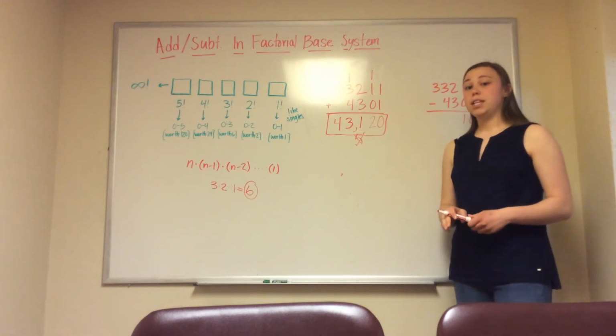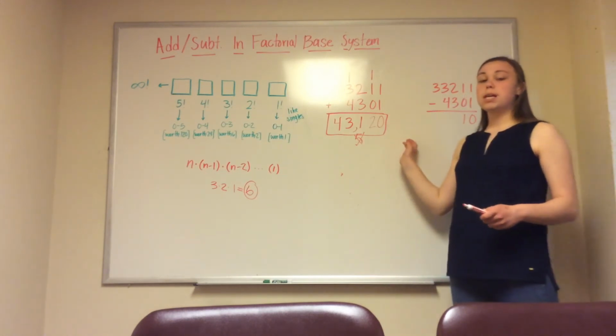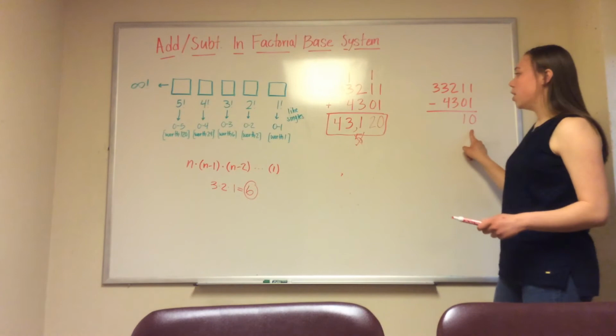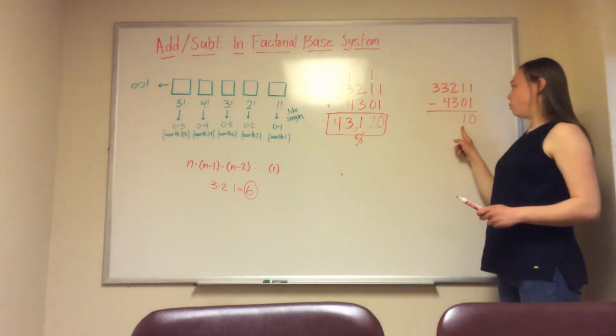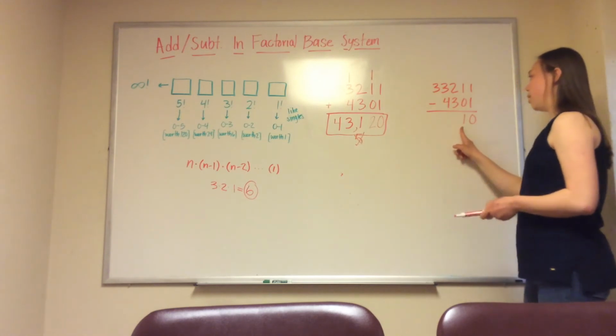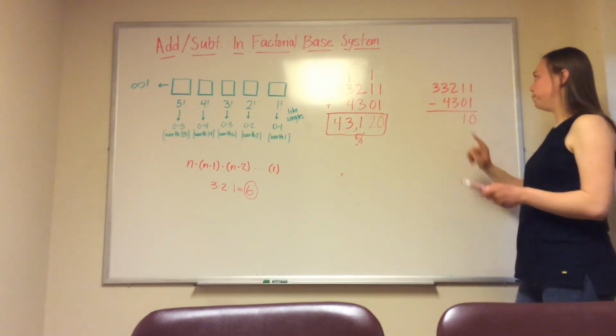And this is a really important thing to do as you go through the steps: make sure that you're seeing, okay, we can only have 0 through 2 in 2 factorial. Is 1 in 0 through 2? Yes, it is. So we know that it'll work in this place value.